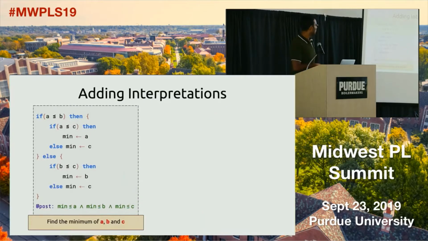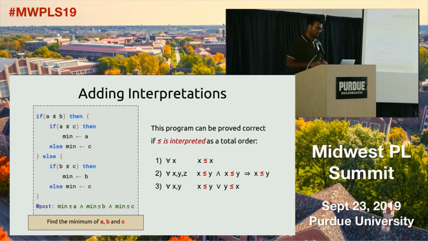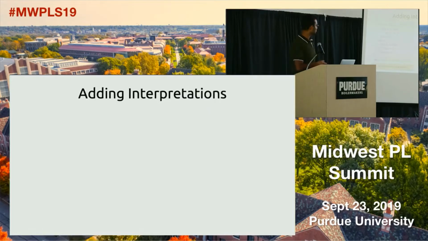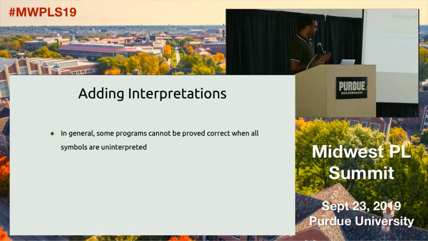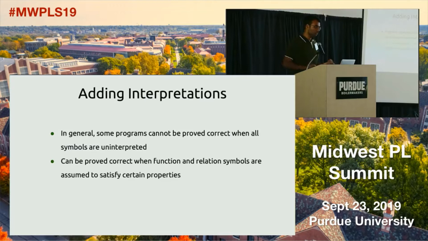But when less than or equal to is interpreted to be a total order, meaning it satisfies these 3 axioms, reflexivity, symmetry, and transitivity, then on all the models in which less than is interpreted as a total order, this program will be correct, meaning the postcondition will be satisfied. So that's the bottom line. In general, programs may not be proved correct when symbols are completely uninterpreted, and you do need certain assumptions on these functions and relations to prove correctness.